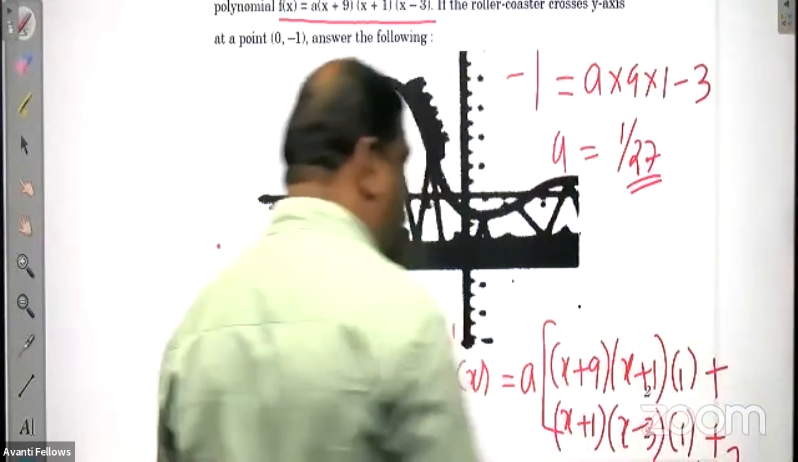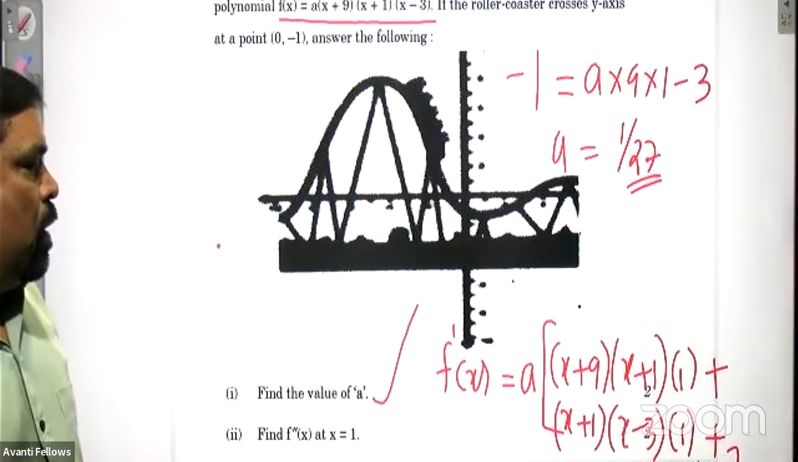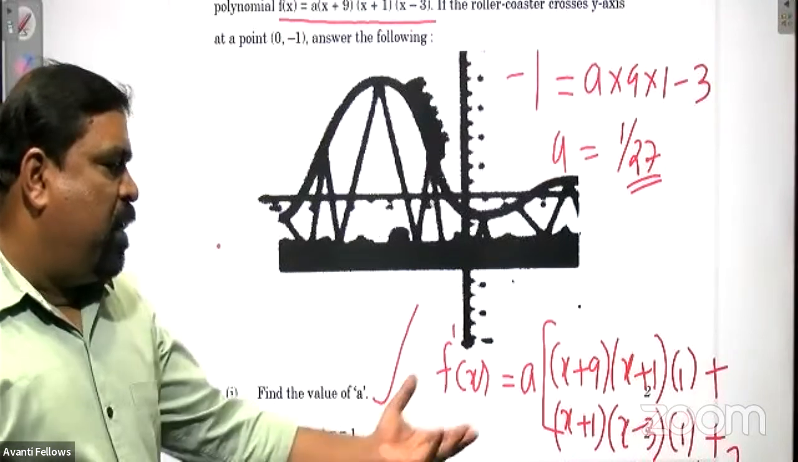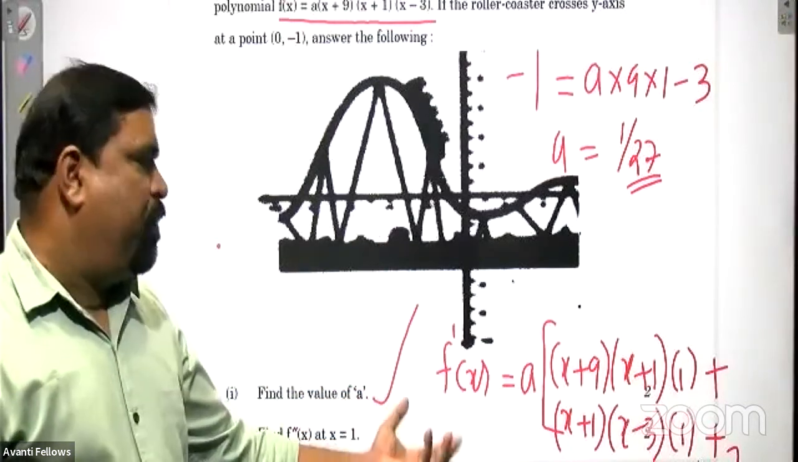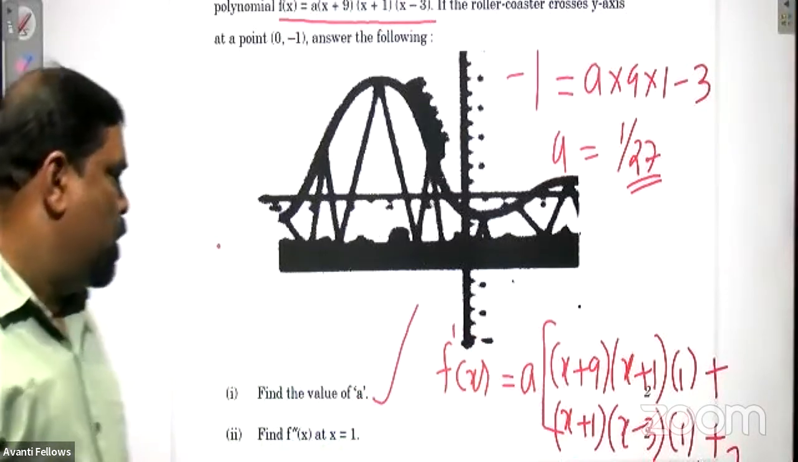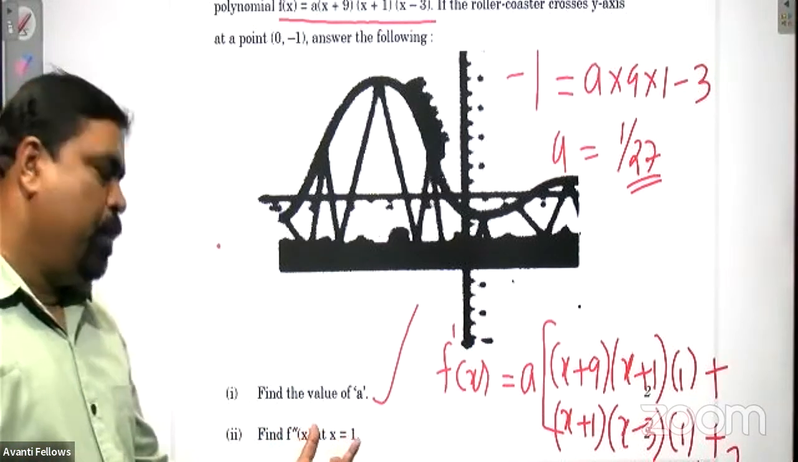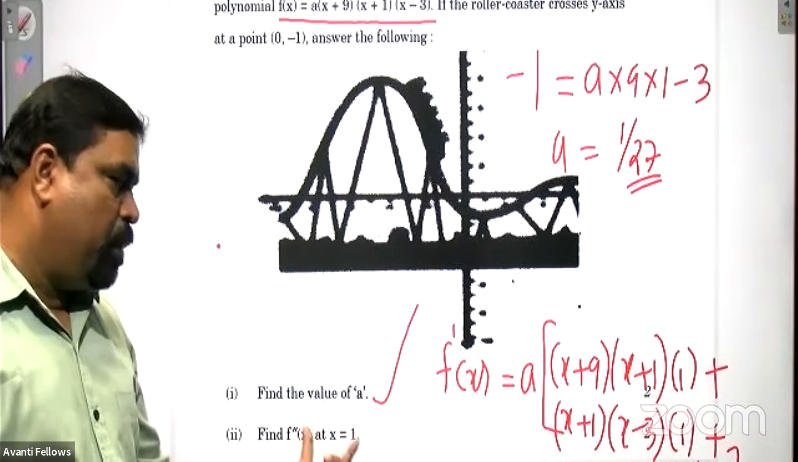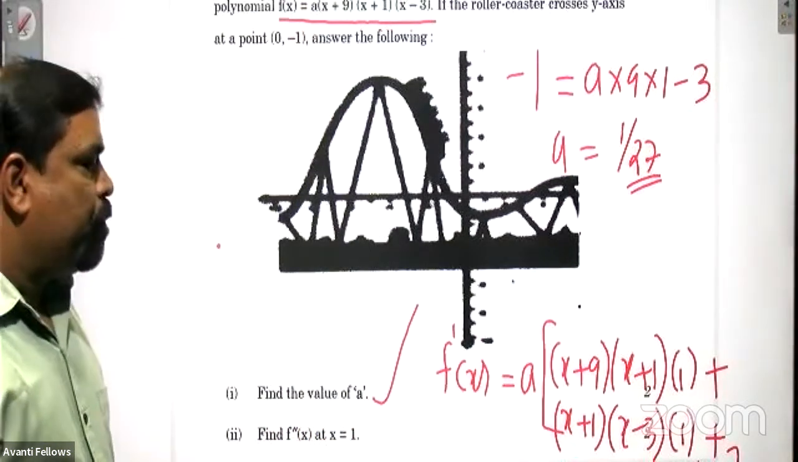Now, this is the first derivative actually. So you can remove the brackets and make it a polynomial, then we can find the second derivative. Otherwise, here itself we can again find the second derivative. After getting the second derivative, you put x equal to 1.